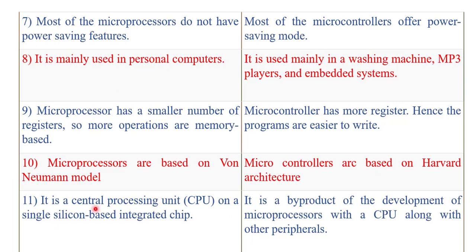Next, a microprocessor is basically a central processing unit on a single silicon-based integrated chip, whereas a microcontroller is a microprocessor-based system with integrated peripherals. It means it contains the microprocessor and other peripherals like RAM, ROM, input output ports, timer, counter, all embedded on a single chip. So it is also called an embedded system.